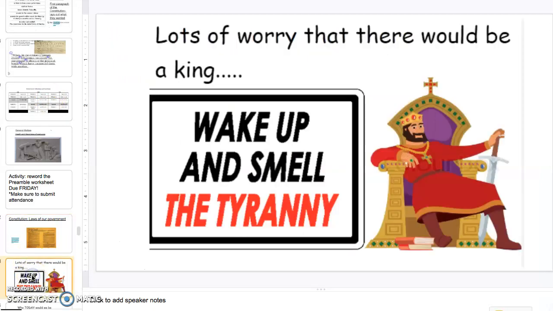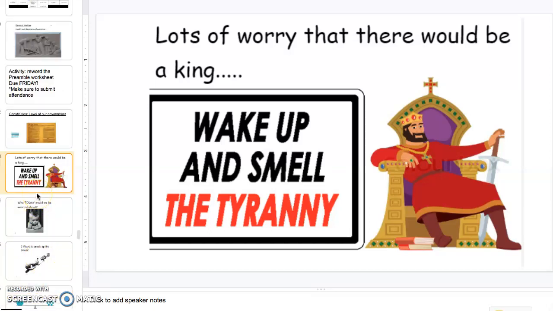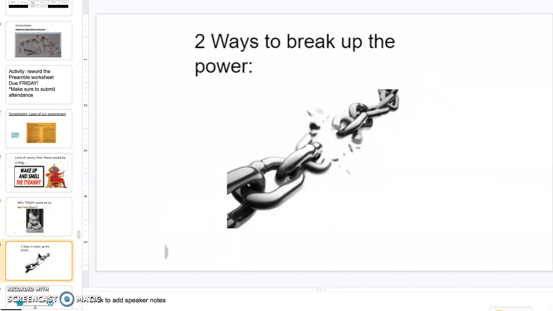Okay, good. So when they set up the government, they were really worried that it was going to devolve into another king or another dictator, and so they wanted to make sure that this didn't happen. So they decided they were going to break up the power so it couldn't be held by just one person.